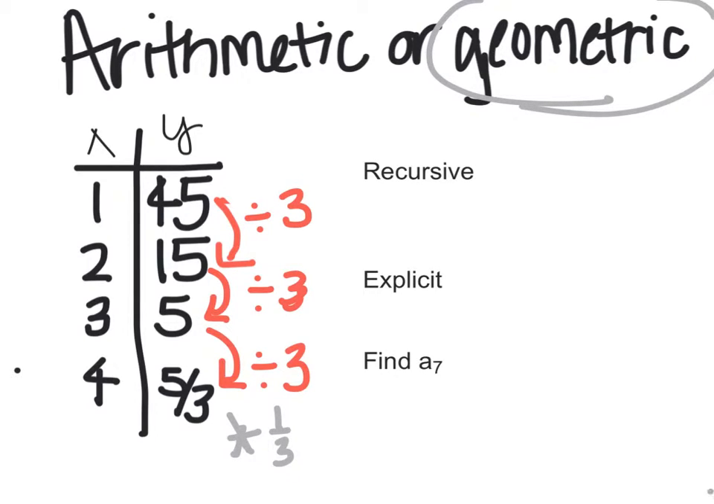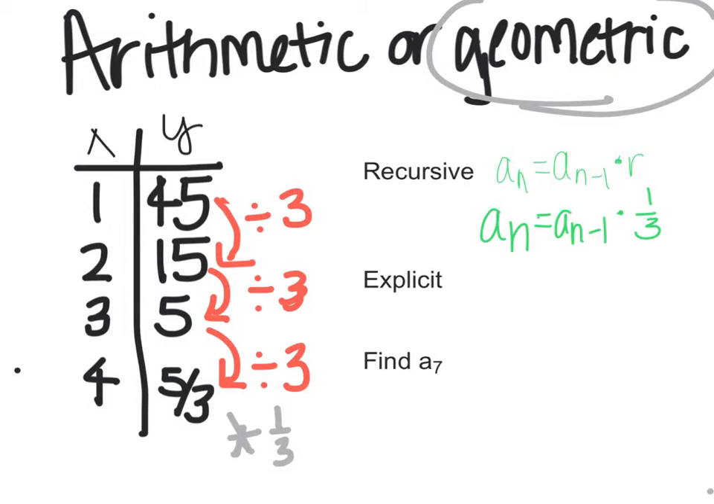So for our recursive formula, if you need to go back and look at the formulas from your notes, you're welcome to do that. But our recursive formula is a sub n equals a sub n minus 1, which is the term right before that, times r. So all I have to do to find my formula is replace my r, because it's the only thing I really know. So my formula is going to be a sub n equals a sub n minus 1 times 1/3, because remember we were dividing by 3 every time, which is the same as multiplying by 1/3.